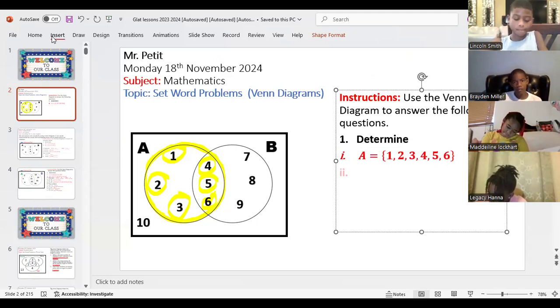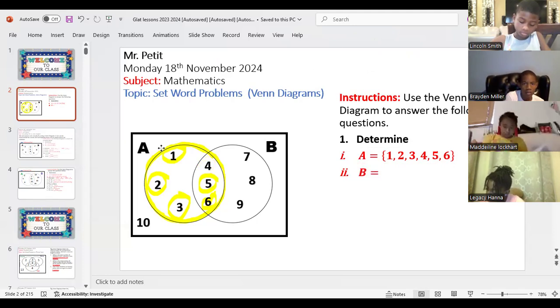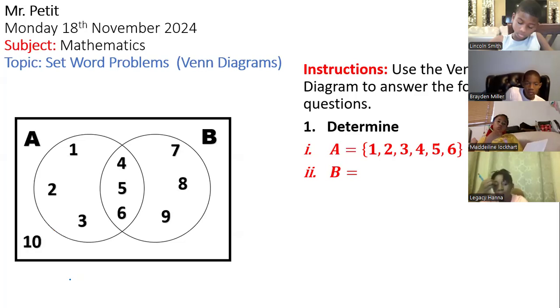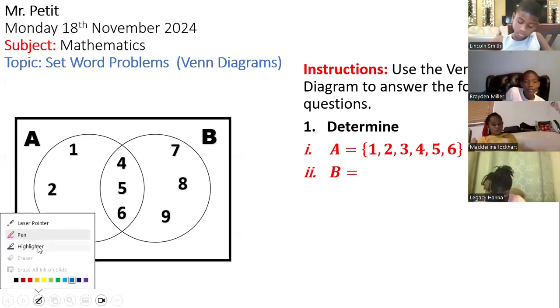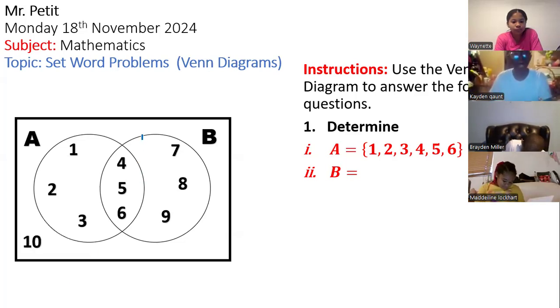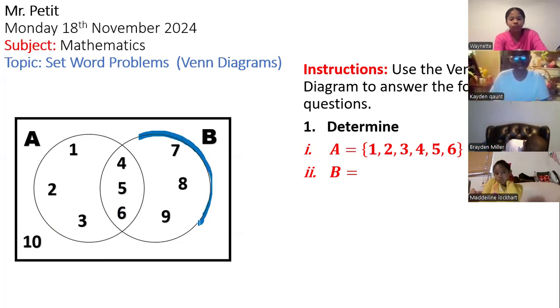What is B going to be equal to? 7, 8, 9, 4, 5, 6. Okay, so let's circle all of B. Let's highlight all of B. We want all of B, so all of B is going to be all of the elements inside of this circle. That's what all of B is.